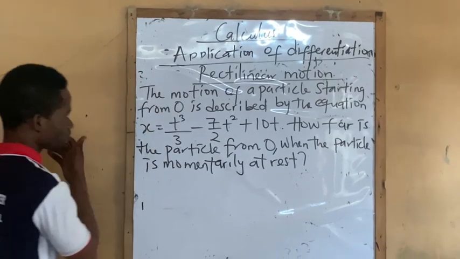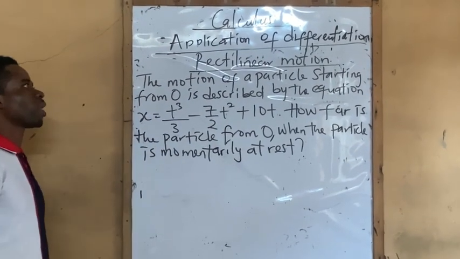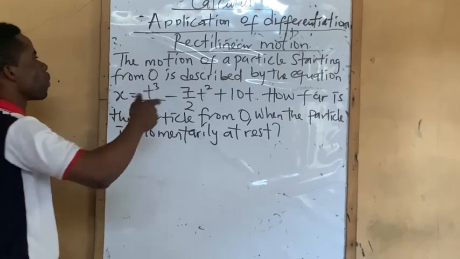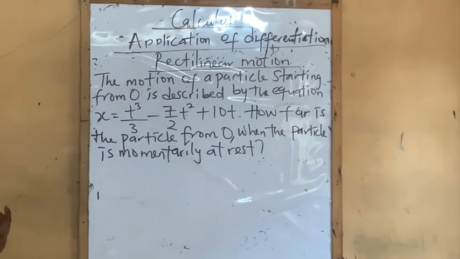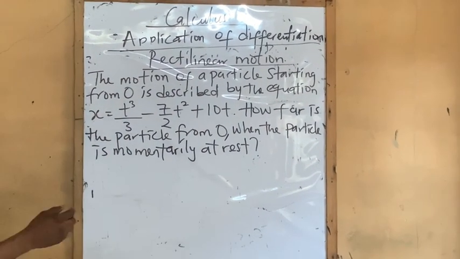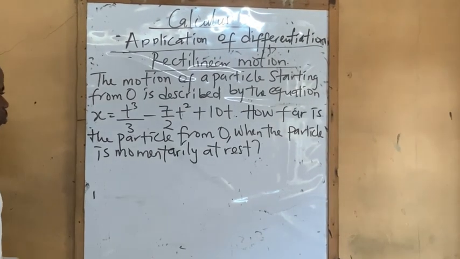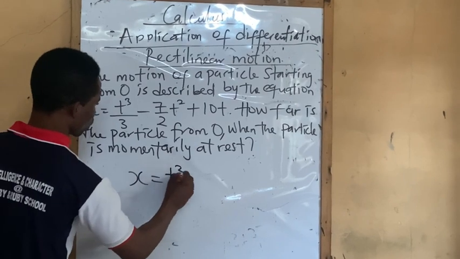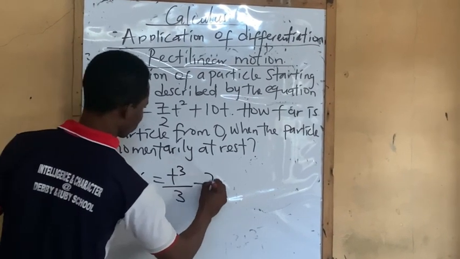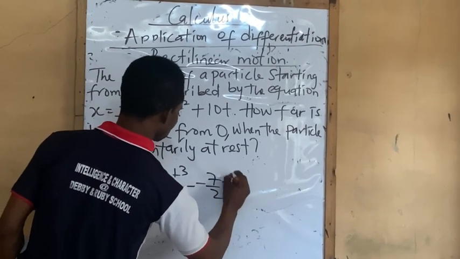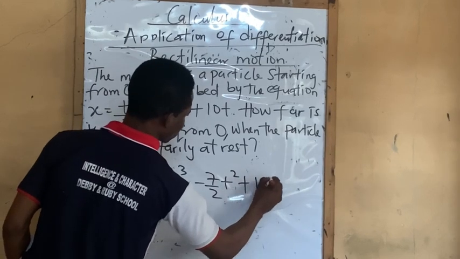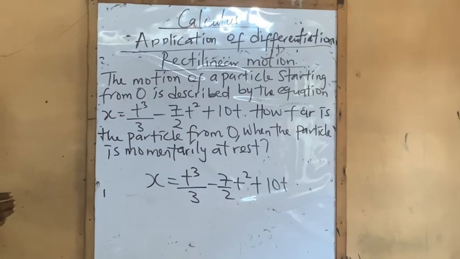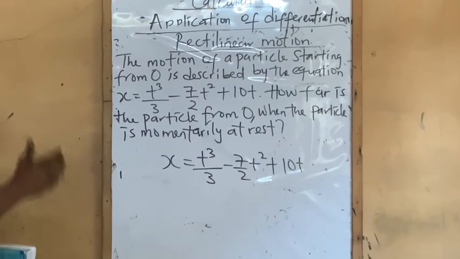Now, this is the second example for rectilinear motion. They said the motion of a particle starting from O, that means it's at rest, is described by the equation where our distance is x equals t cubed all over 3 minus 7 all over 2 t squared plus 10t. How far is the particle from O? That is the distance.